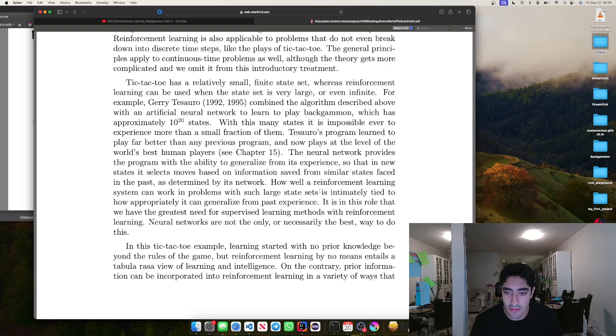How well a reinforcement learning system can work in problems with such large state sets is intimately tied to how appropriately it can generalize from past experience. It is in this role that we have the greatest need for supervised learning methods with reinforcement learning. Neural networks are not the only or necessarily the best way to do this.